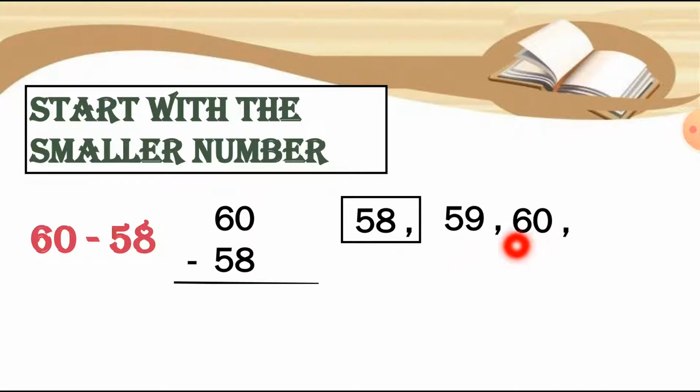1, 2. Just 2 numbers. So what will be the answer? The answer is 2. If you cut 58 from 60, you get the answer 2 only. So students, this is very easy and a shortcut method to subtract numbers with the help of forward counting.